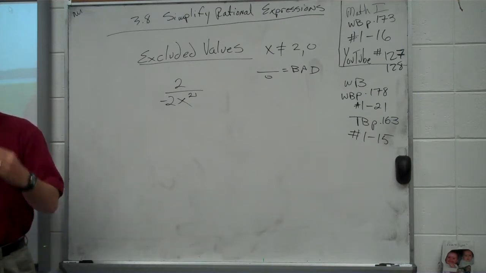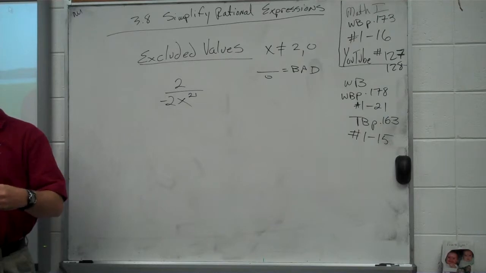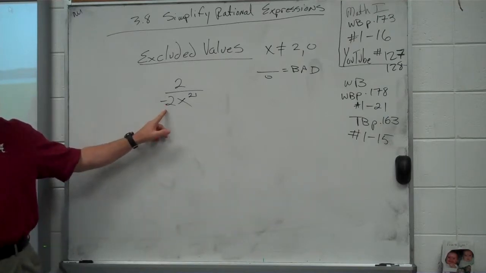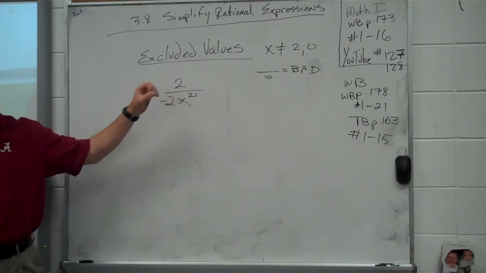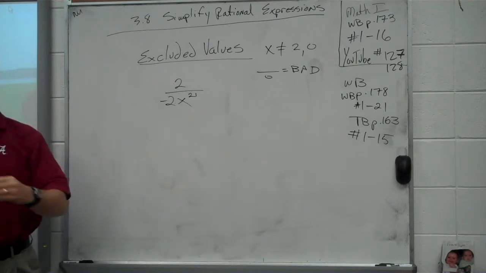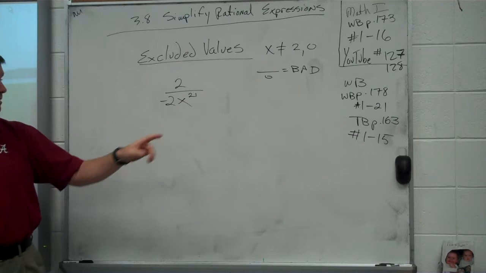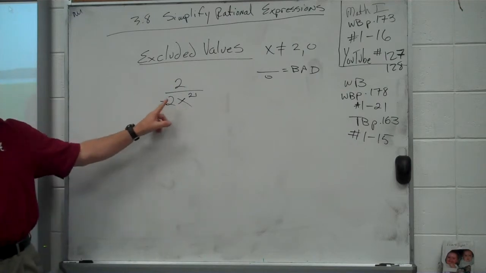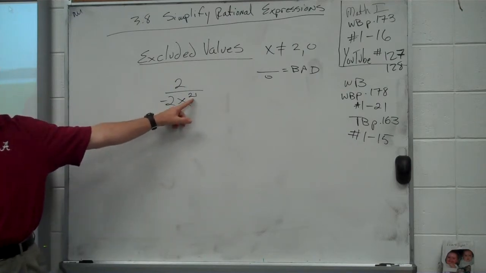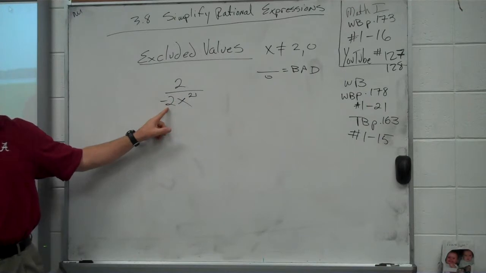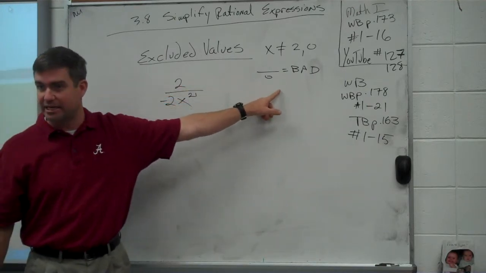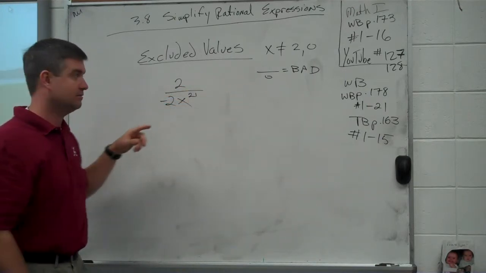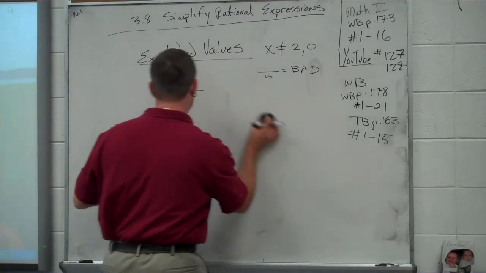0. If x is out there by itself, whether it has a number out front of it or an exponent on it, it's always going to be 0. It cannot equal 0. Why? Because if I stuck in 0, I multiplied it by itself 21 times, and I multiplied it by -2, I would still have 0 in the denominator, and that's bad.